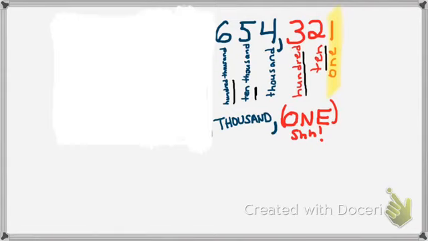When we get to this comma right there, it tells us to say the name of the period. So 654,321. I would read this number 654,321. Sorry about that.